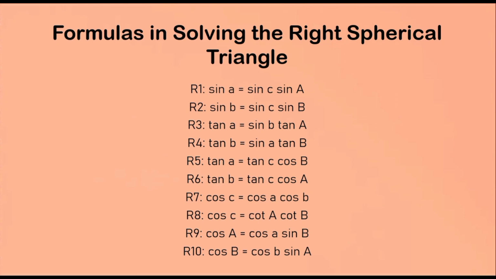Rule number 7, cos c is equal to cos a times cos b. Rule number 8, cos c is equal to cotangent A times cotangent B. Rule number 9, cosine A is equal to cosine a times sine B. Then lastly, rule number 10, cosine B is equal to cosine b times sine A.